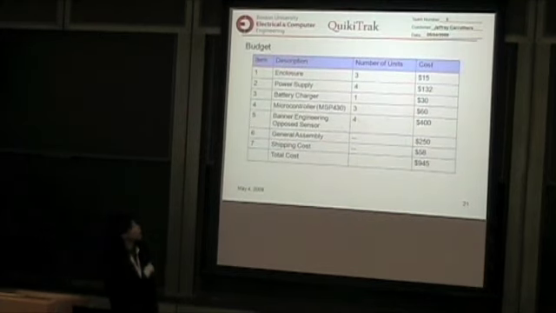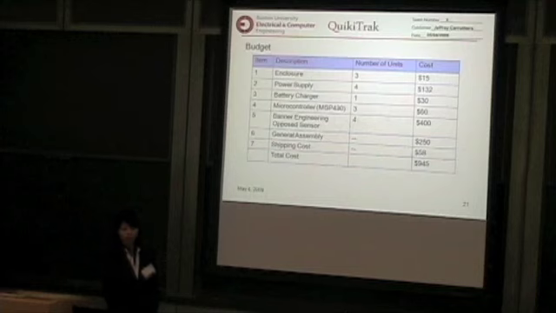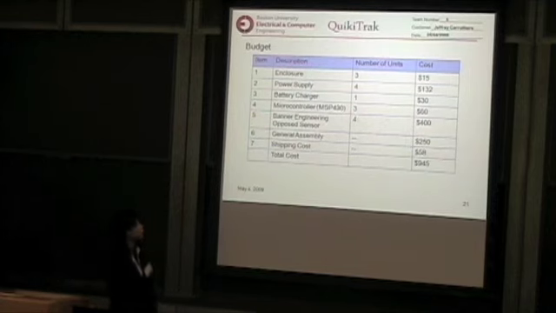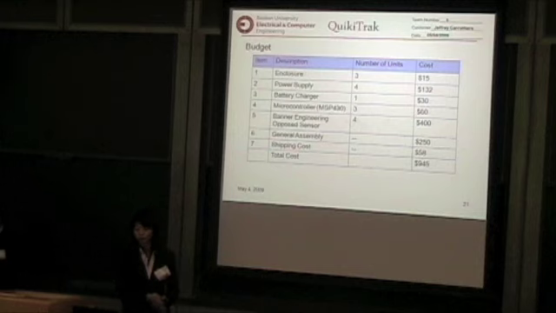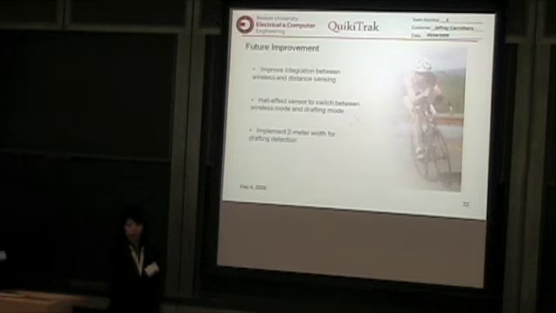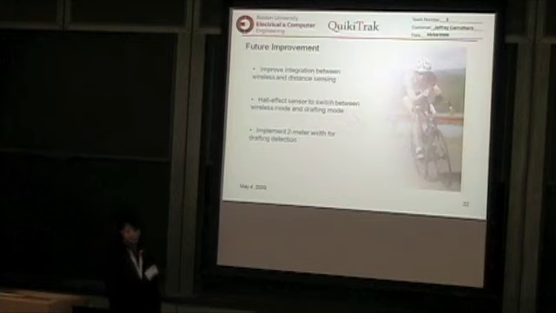Here's the cost of our project. We purchased enclosure, power supply, battery charger, and microprocessor, as well as 4 pairs of sensors. We also spent some money on general assembly and shipping, so it comes out that the total cost is $945.